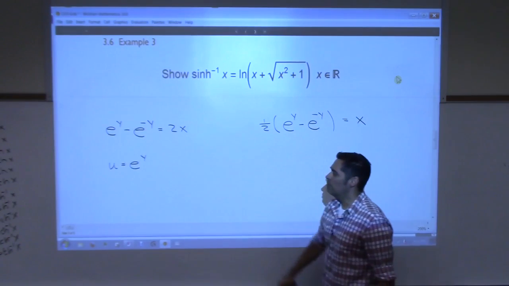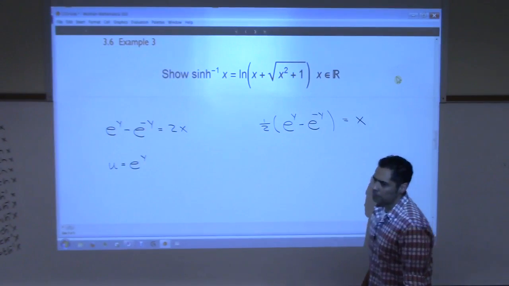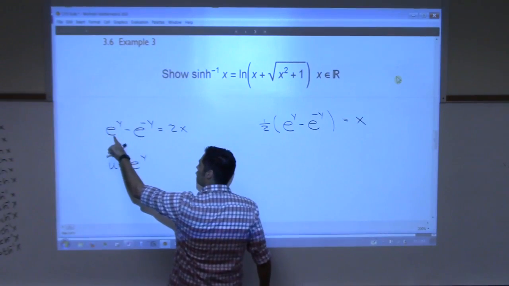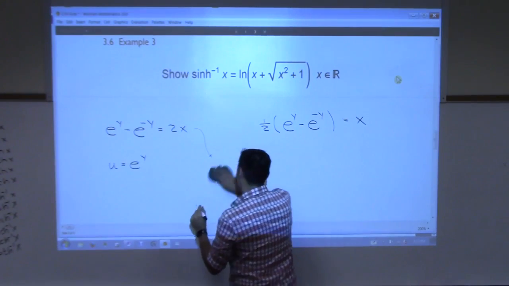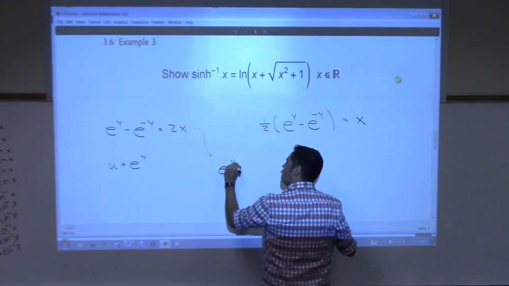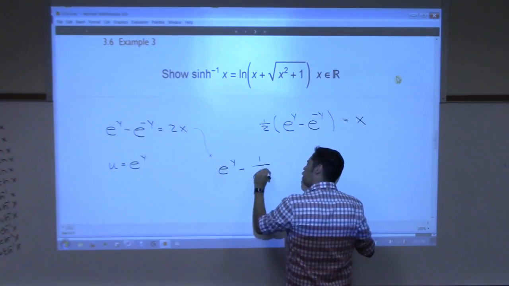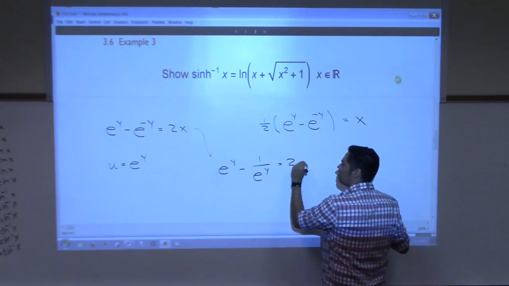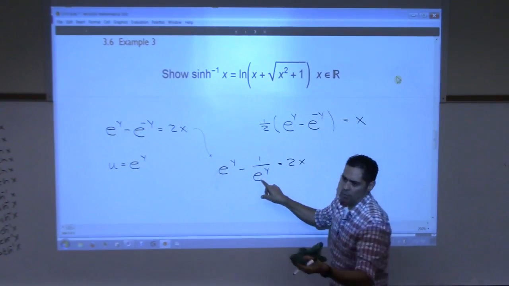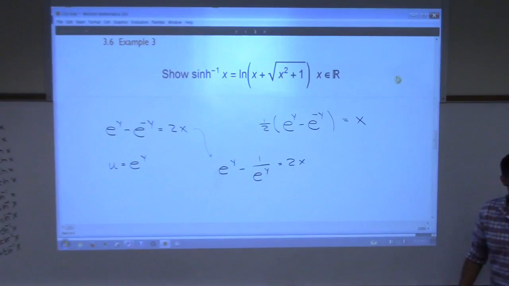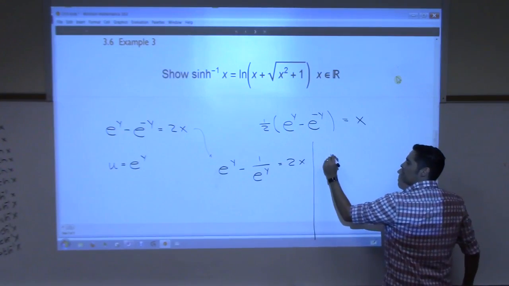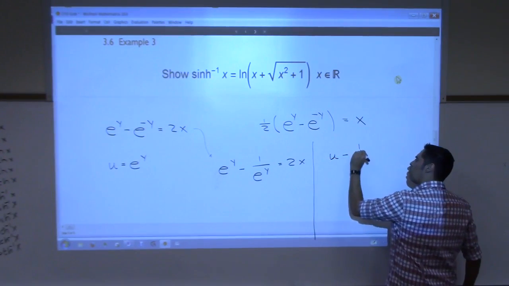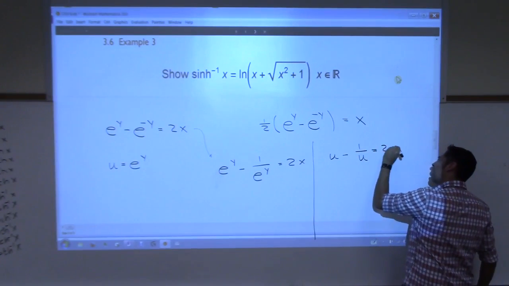I'm going to stick with the u, all right? So it'd be u minus u to the negative 1. This right here would become u. The only tricky thing is that I'm going to rewrite this before we do it. It would be e to the y, and then minus 1 over e to the y. That's the same thing, equals 2x. I'm just going to try and make it look exactly like the u. We good with that? Everyone agree that's the same thing? Okay, now let's replace all our e to the y's with u's. So I get u minus 1 over u equals 2x.